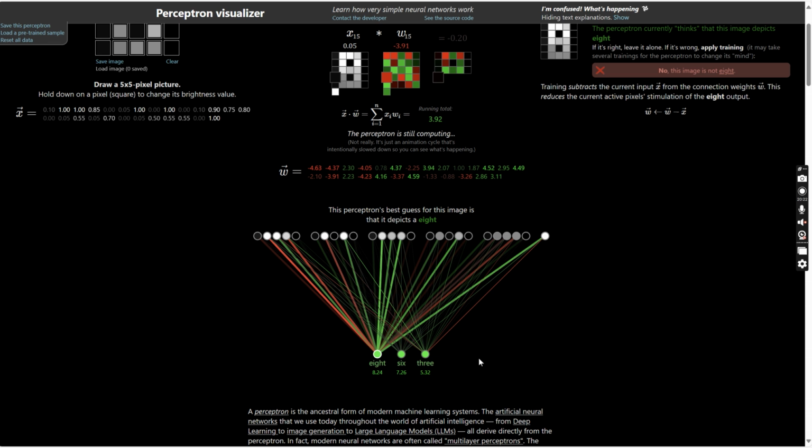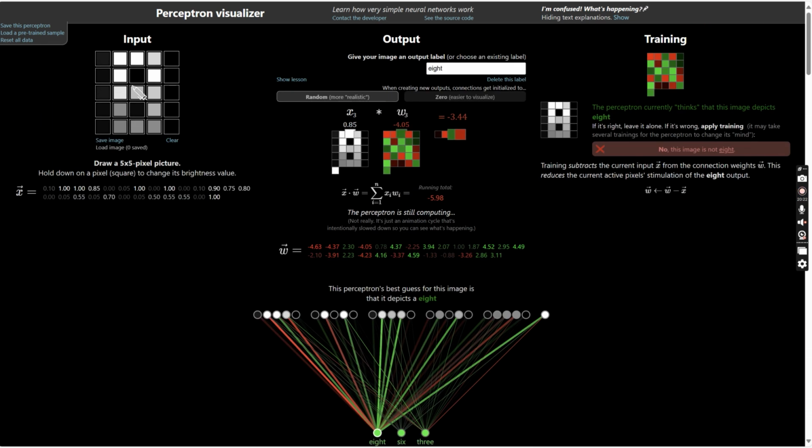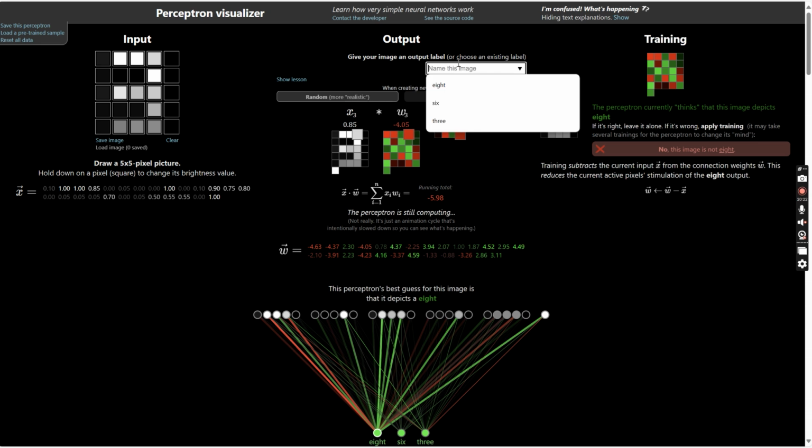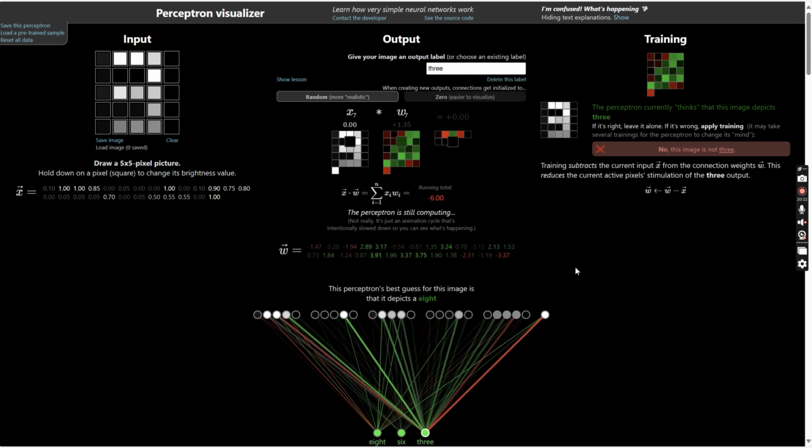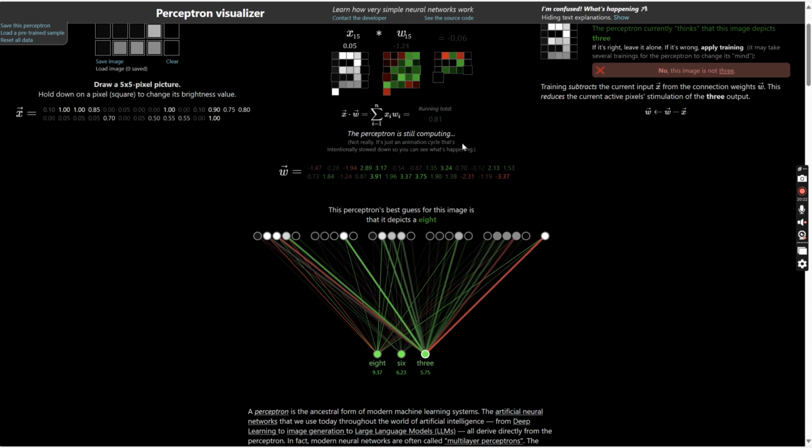See, there are 3 different values. One was 3 that we passed, another one was 6, another one was 8. Out of these 3, it thinks this very much resembles 8. So if I reduce this brightness, and if I reduce this brightness, now if I pass 3, okay, now watch the computation.